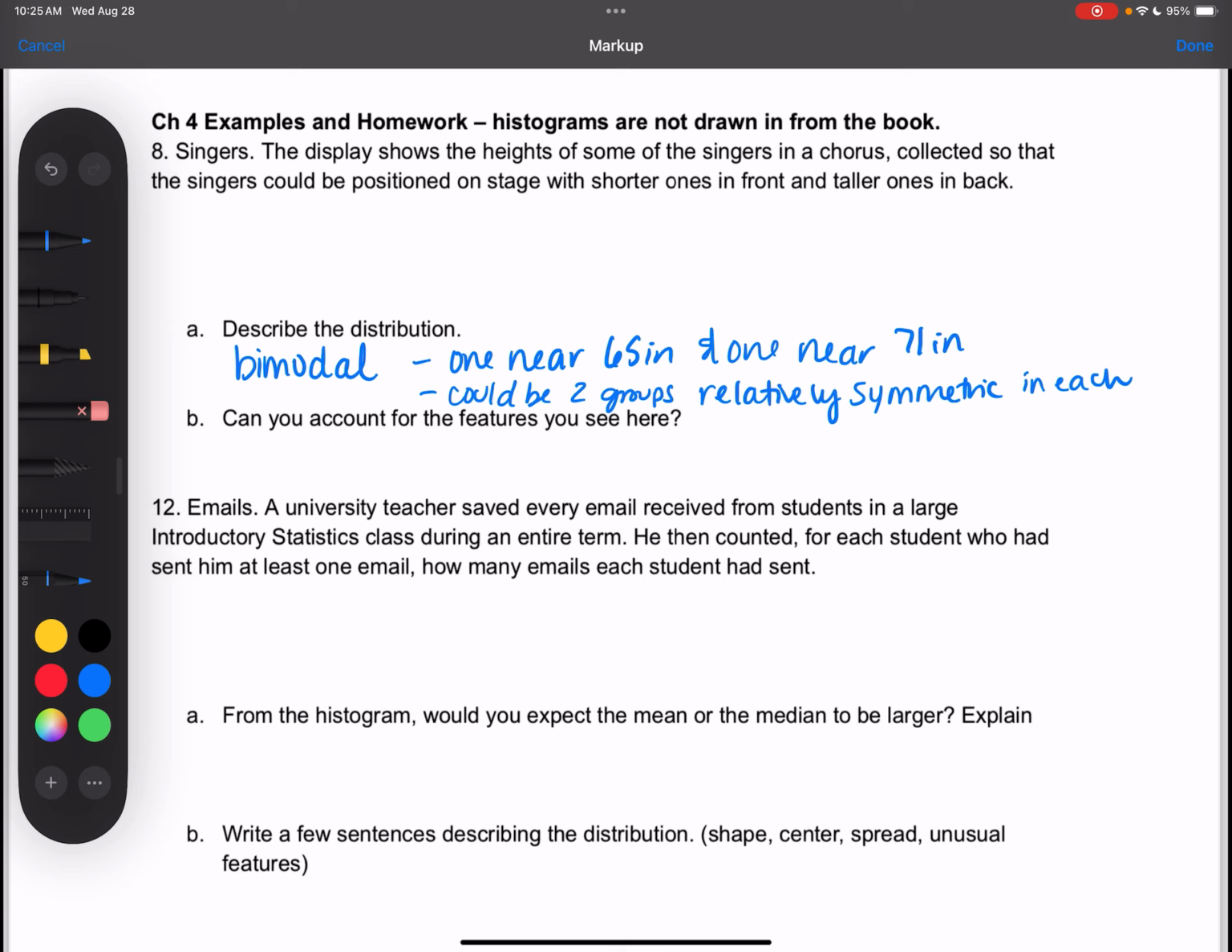Is this something we're allowed to deduce? It doesn't tell us if it's guys or girls. Yes, because it says, can you account? We could say, well, it could be. You're coming up with a reason, basically. Yes. That isn't given, because it doesn't tell us, but typically a chorus is going to have males and females. So, likely a mix of men and women.